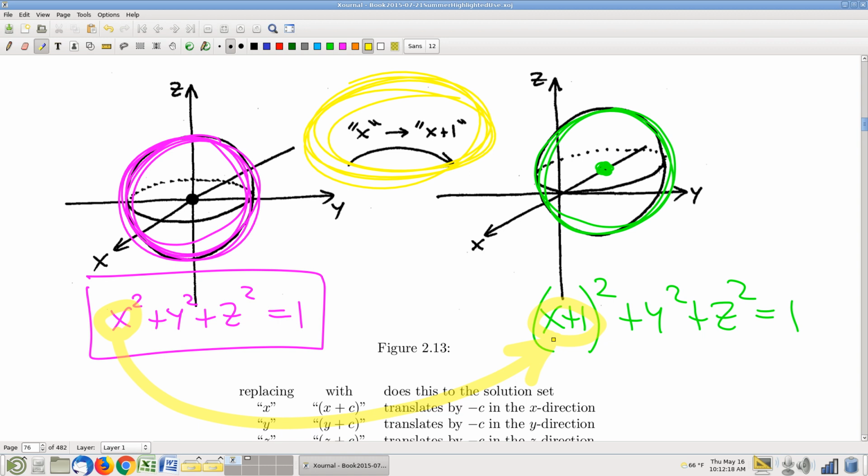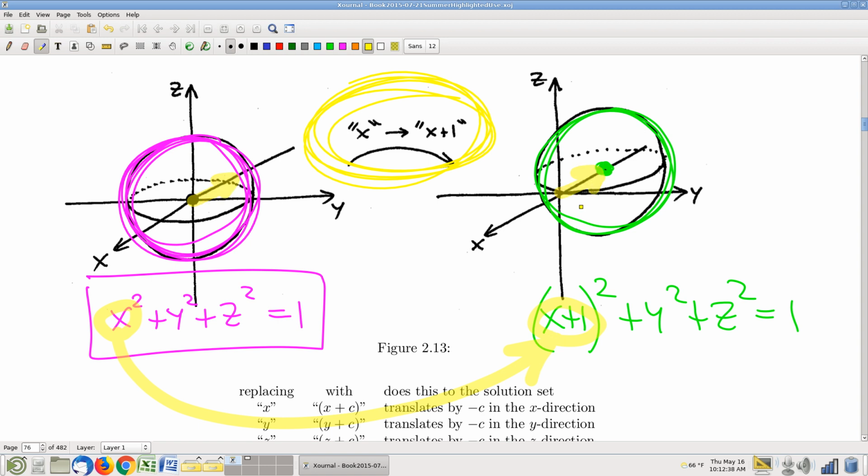Everybody on board? So I'm going to call this a confirmation, right? I mean, what happens when you transform the variables like this? In this equation, you replace x with x plus 1. Our assertion was that shifts the surface backwards in the x direction. That it shifts like that.